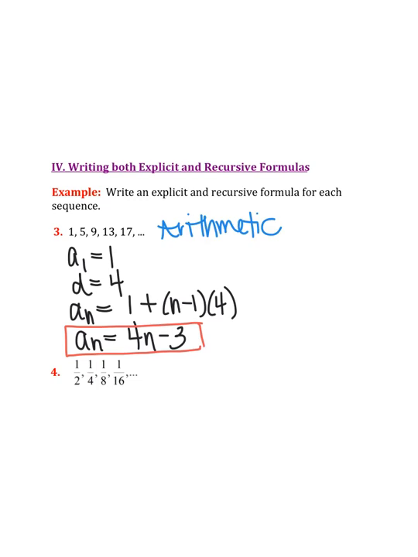Okay, that looks good. Now, writing it as recursive, I start off again with what my first term is. And then to get any subsequent terms, I'm going to take the term before and add 4. So a sub n minus 1. So that's saying take the term before and add 4.